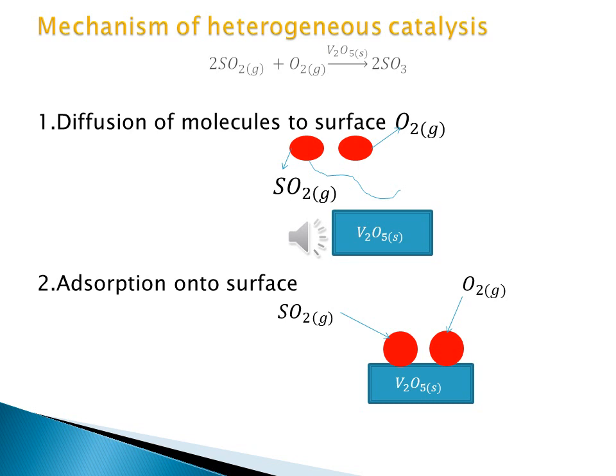Okay, so what is happening here? We are taking the reaction of sulfur dioxide and oxygen in the presence of the catalyst vanadium pentoxide V2O5 to give SO3. Vanadium pentoxide is a solid. SO2 and oxygen are gases. So this is heterogeneous catalysis.